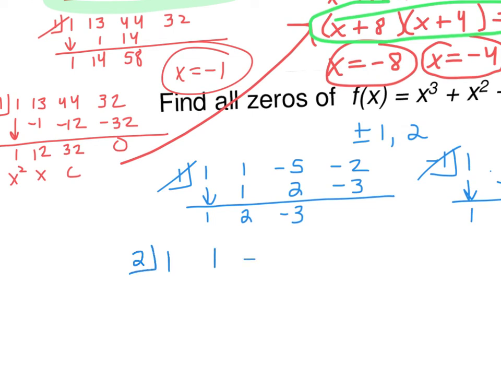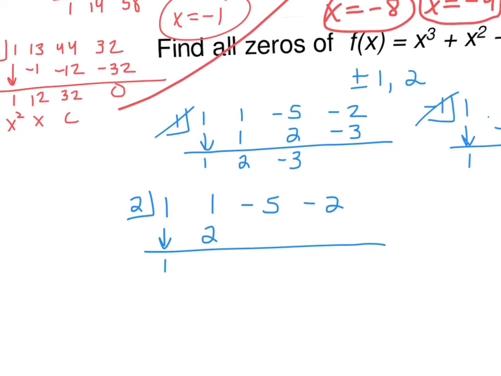1, 1, negative 5, negative 2. 1 times 2 is 2. 2 plus 1 is 3. 3 times 2 is 6. Negative 5 and 6 is 1. 1 times 2 is 2. What does this give me? 0. So what'd you guys just show me? X equals 2 is a 0. It works.